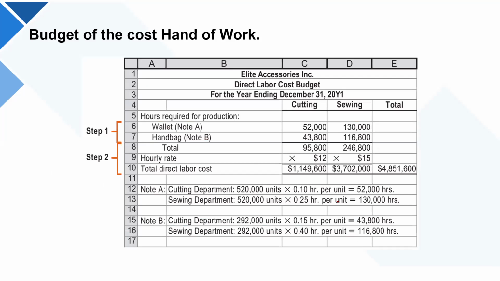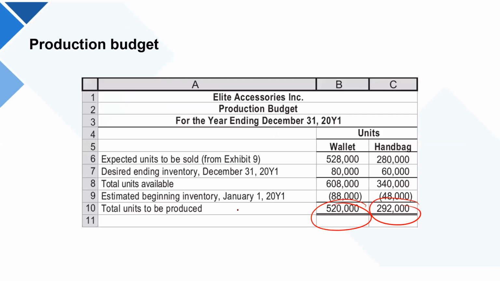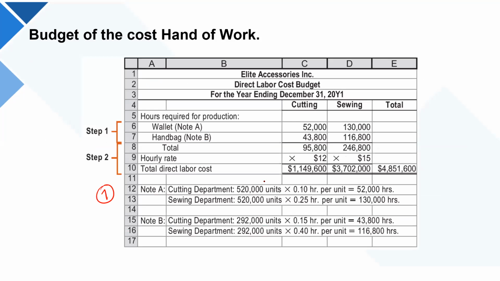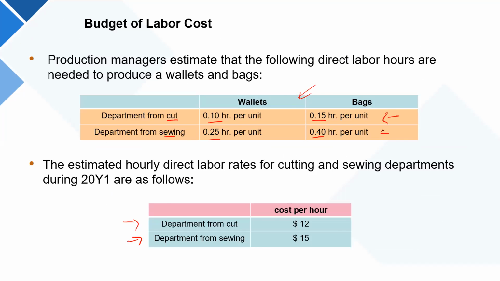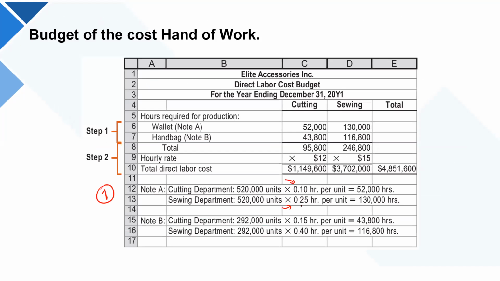And now the first step is we need to build the required hours of production. So we have the 520,000. Where did we get the 520,000? Well, it comes from the production budget. Remember, production budget, it's here. So we have the 520,000 units times the hours needed, or fraction of hours needed per activity. I have it here, okay? And the first one is the wallet, so it's actually this one here, 0.10 and 0.25. So the multiplication of these two is the hours needed for production, okay?